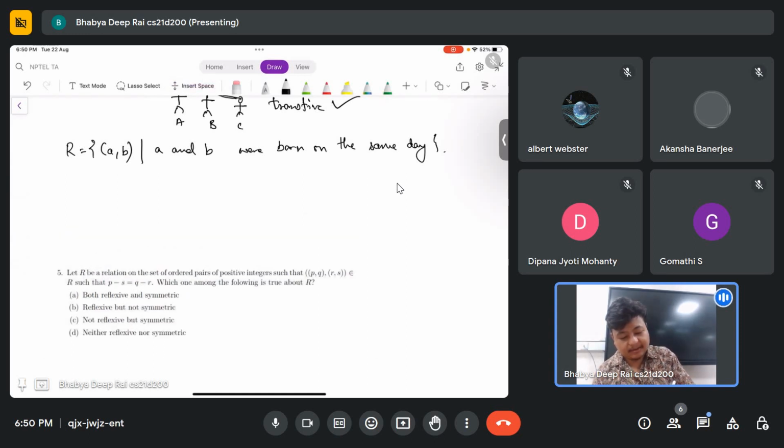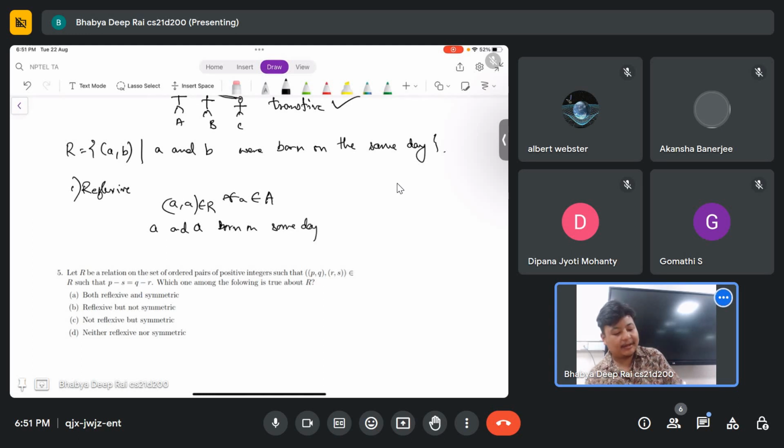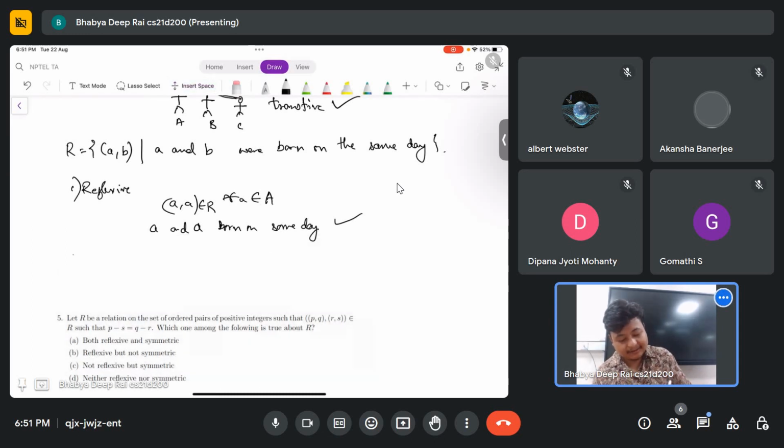Okay, so let's look at the first case, reflexive. A is related to itself. So is it true that (A, A) is in R for all A? Is it true that A is related to A? A is obviously born on the same day as A. My birthday comes on my birthday. So this is truly true. So it is reflexive. Next, symmetric.